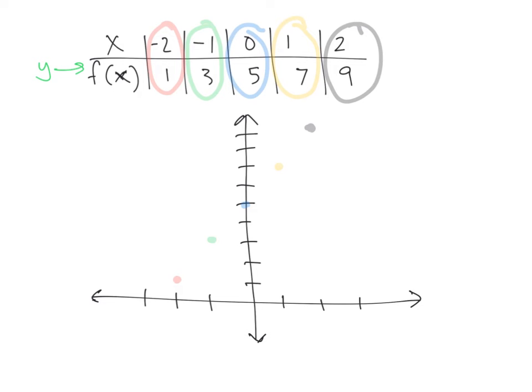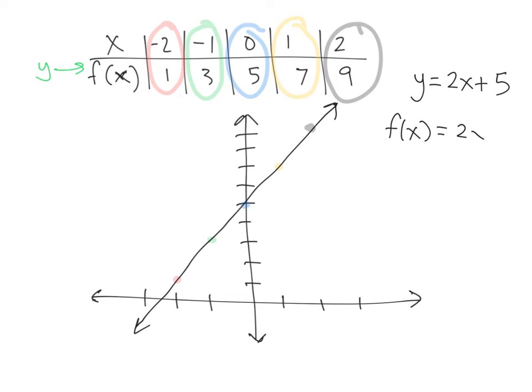And those points end up making a straight line, so we're going to be able to connect our values here with a straight line, as we're going to do throughout the chapters here. And that line would be a graph representing our original equation, which was y equals 2x plus 5, or since we're doing function notation, f of x equals 2x plus 5.